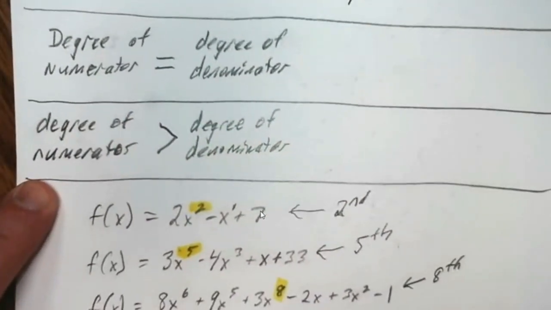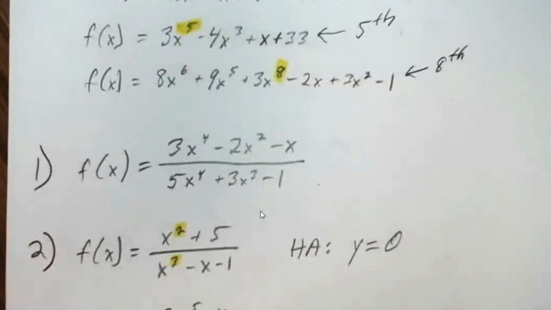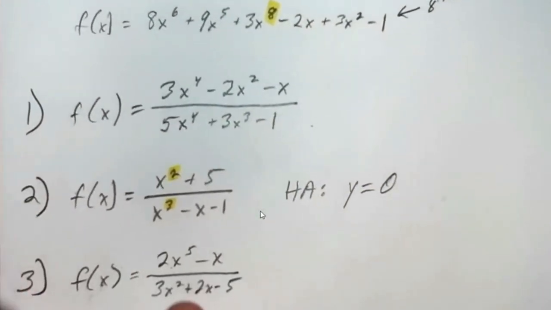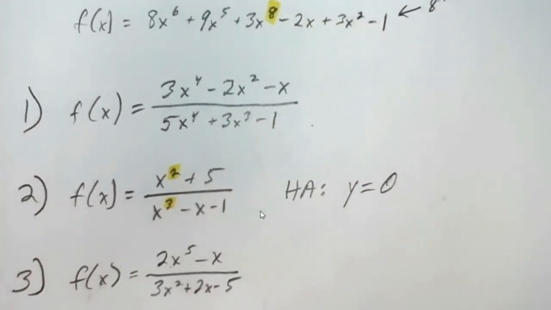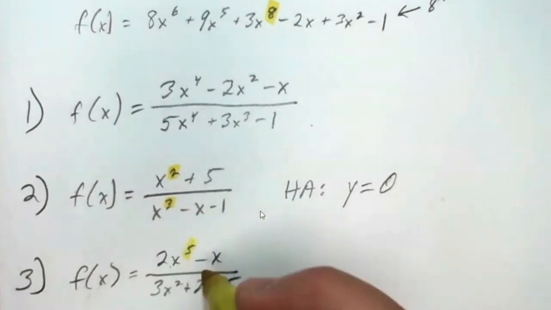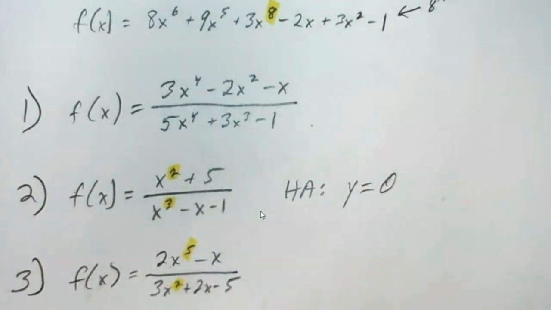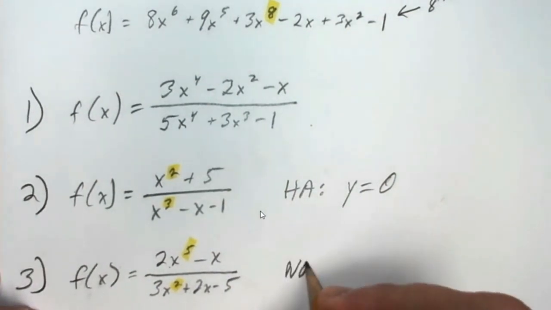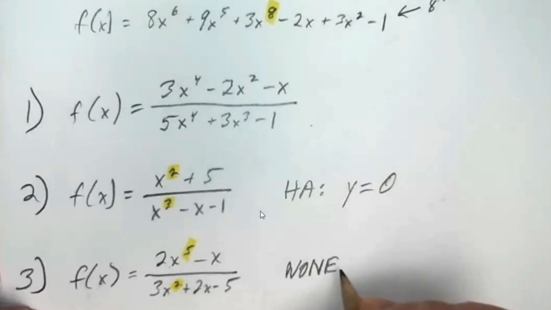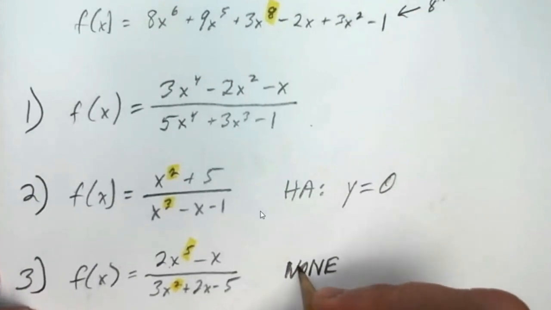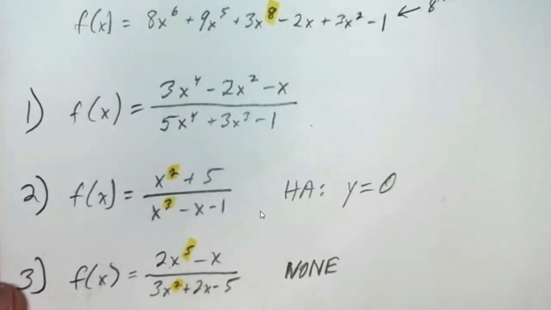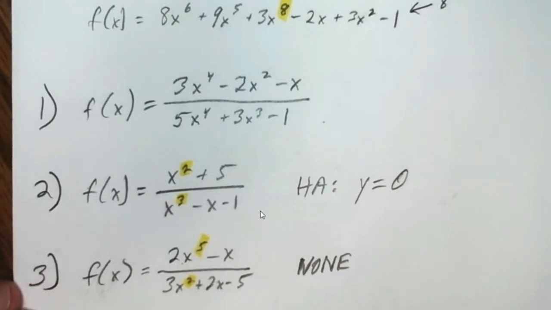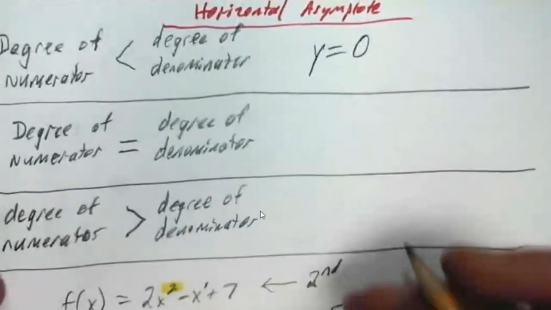If it's larger, like this one here, the top, the numerator, has a 5th degree. The denominator has a 2nd degree. In that case, none. There is not. It does not exist. There will not be a horizontal asymptote.